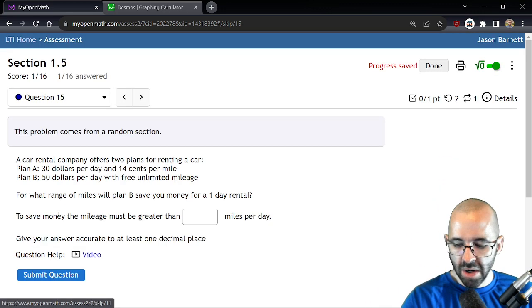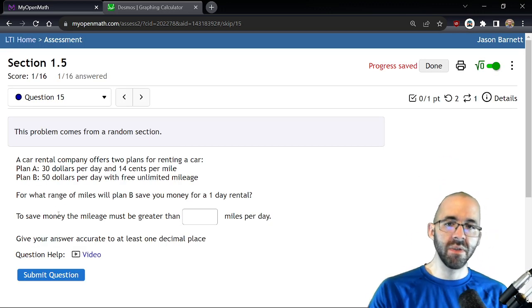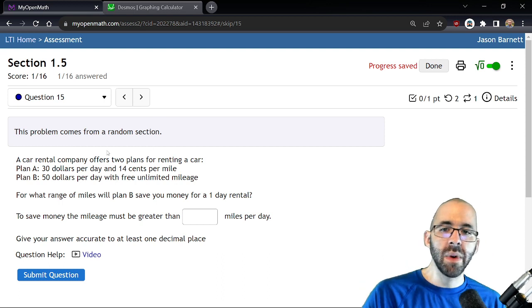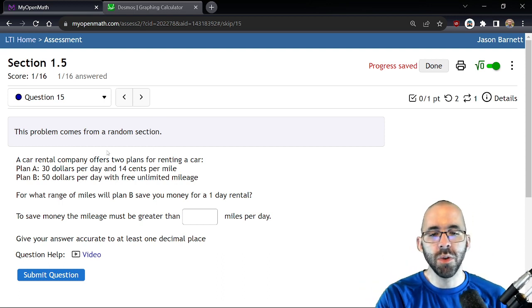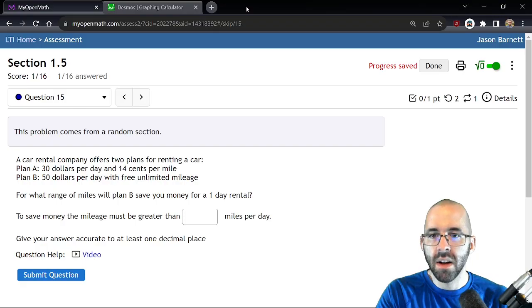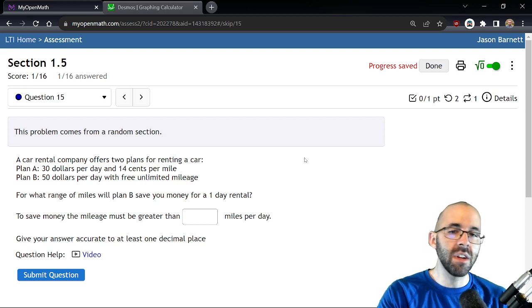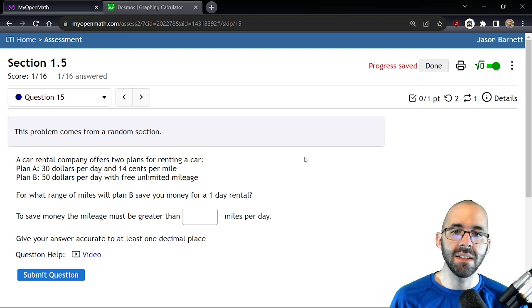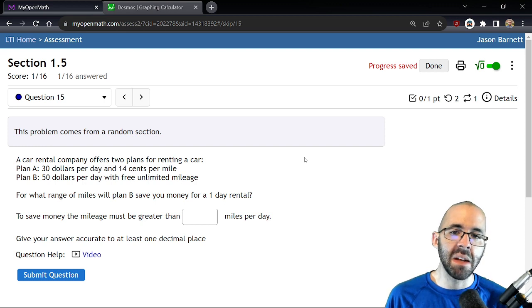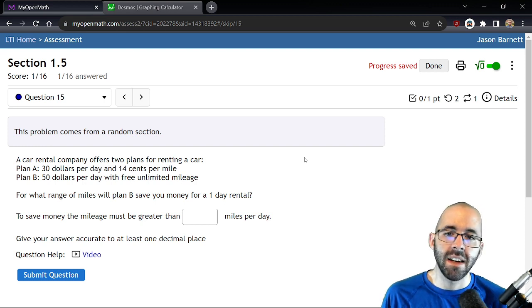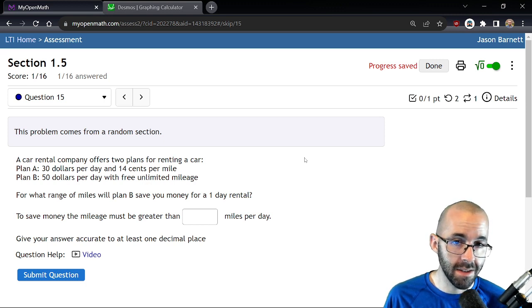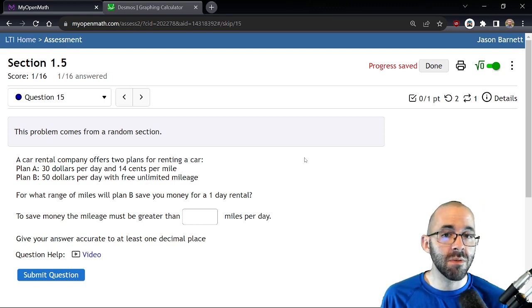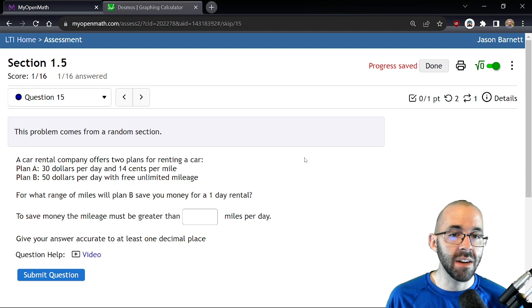The last problem is what I really want to spend the most time on for this video. Let's say we have a car rental company and they're offering 2 plans for renting a car. Plan A is going to be $30 every day, 14 cents per mile. Plan B is $50 per day with free unlimited mileage. So for what range of miles will Plan B save you money for a 1-day rental?